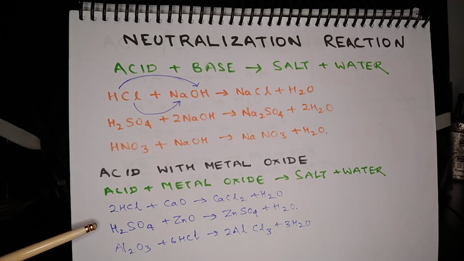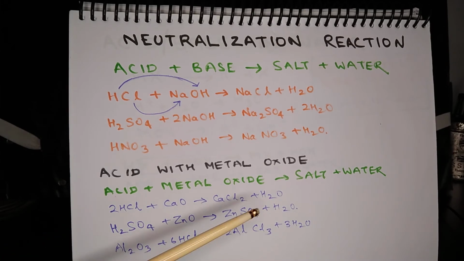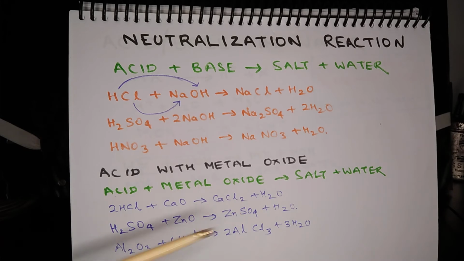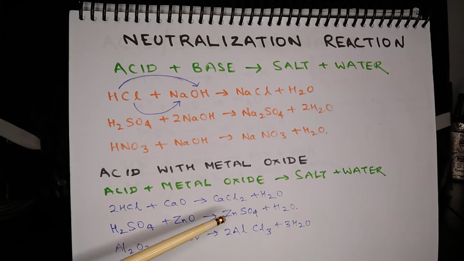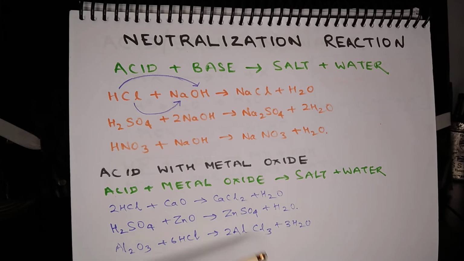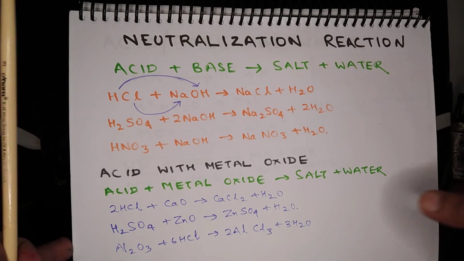When sulfuric acid reacts with zinc oxide, we get zinc sulfate. The equation is H2SO4 + ZnO = ZnSO4 + H2O. When aluminium oxide reacts with hydrochloric acid, we get aluminium chloride. The equation is Al2O3 + 6HCl = 2AlCl3 + 3H2O.